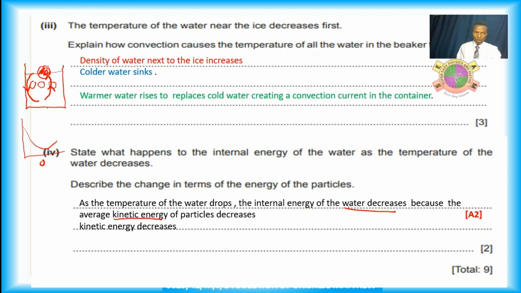And you know, kinetic energy is related to the internal energy because kinetic energy is equal to half mv squared. So once there is a decrease in velocity, then the kinetic energy also decreases.